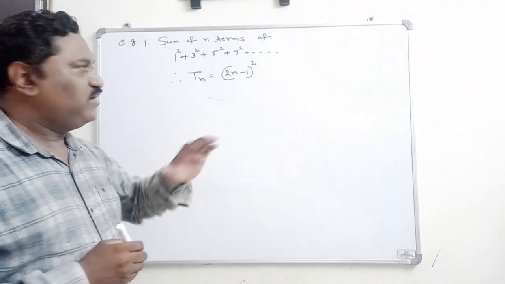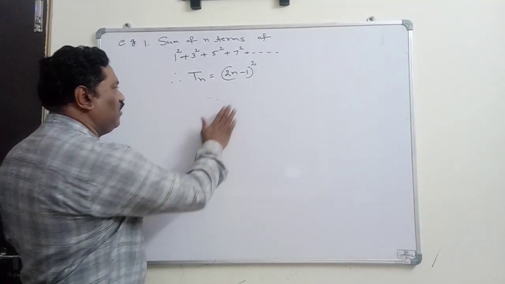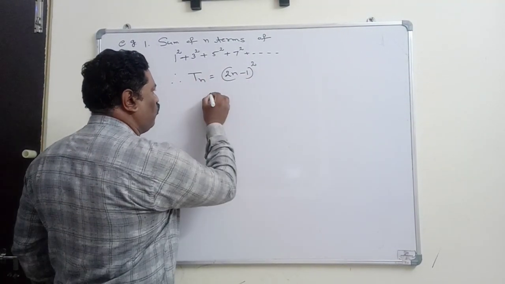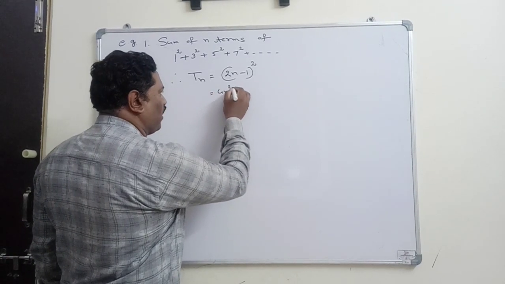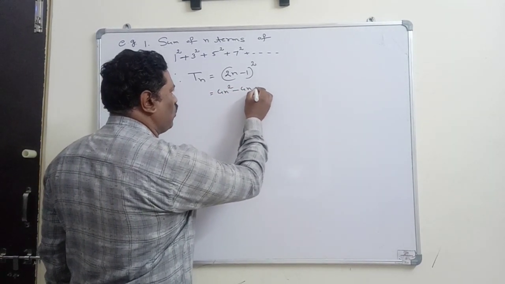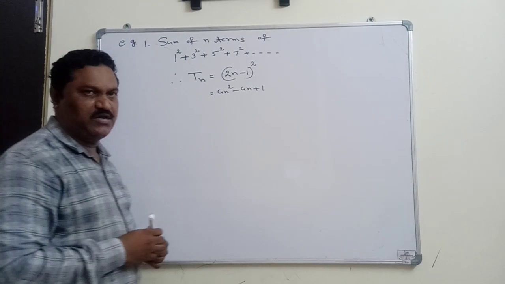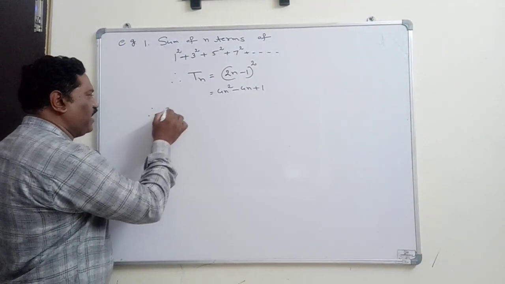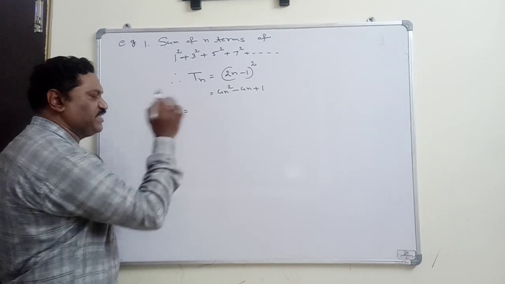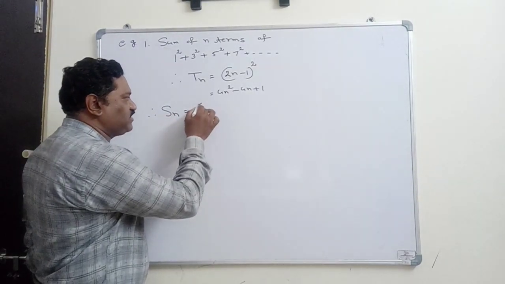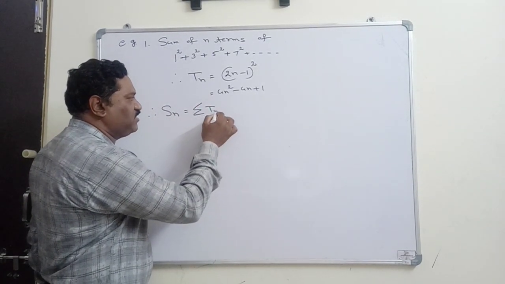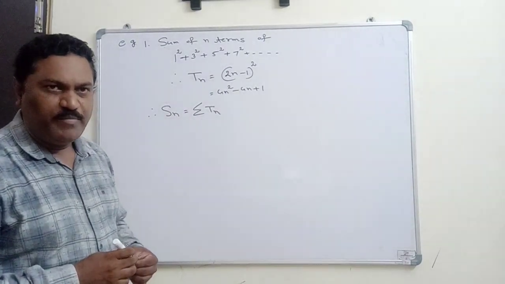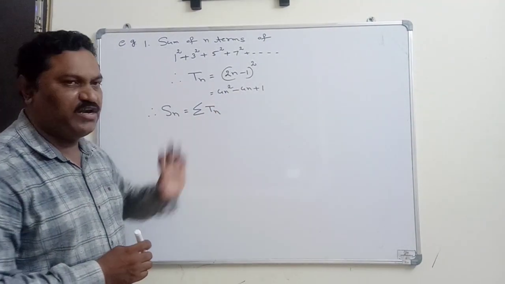Then we will simplify this nth term. If you expand that, this is 4n square minus 4n plus 1. So this is the nth term of the sequence. Now to find the sum of the n terms of the sequence, that is called Sn, just apply the sigma to the nth term, that is sigma Tn. Means here we will apply sigma to every term.